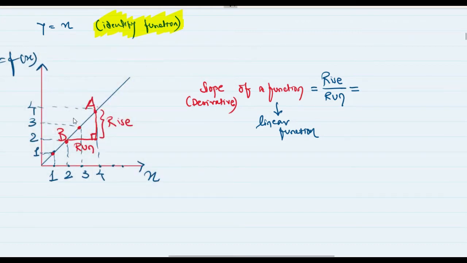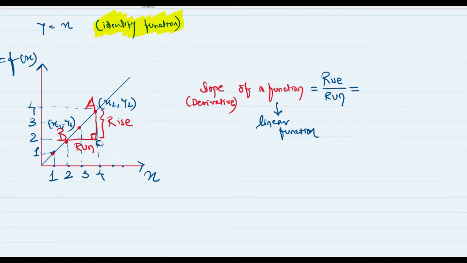So what are the coordinates of point A? Here the coordinates are 4 comma 4, but let us assume that the coordinates of point A are x2 and y2, and the coordinates of point B are x1 and y1. So can you tell me how to find this?